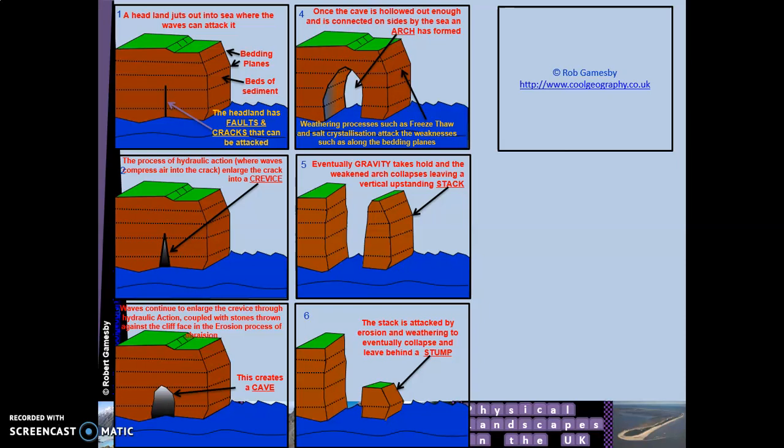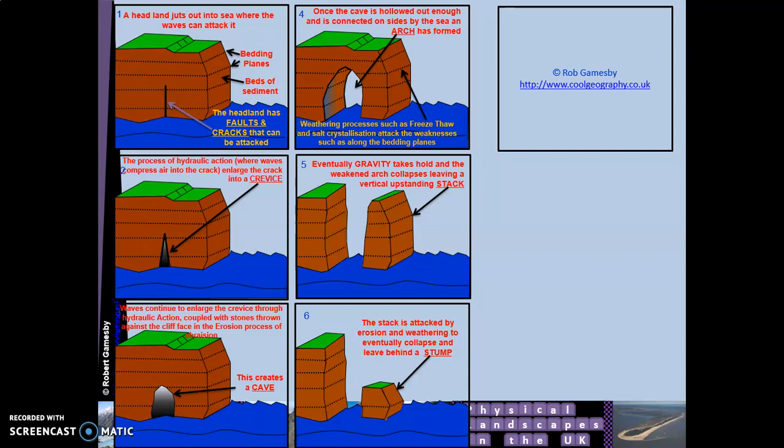So the first thing that happens is you have a headland that juts out into the ocean or into the sea. So these always happen along headlands. It's a very slow process because it's eroding hard rock. In the headland, as I said, you get natural cracks and faults. And that crack will get attacked by erosion by the sea waves, and eventually in number 2 here you can see that it's widened, it's got deeper, and that crack forms into a crevice or a bigger crack.